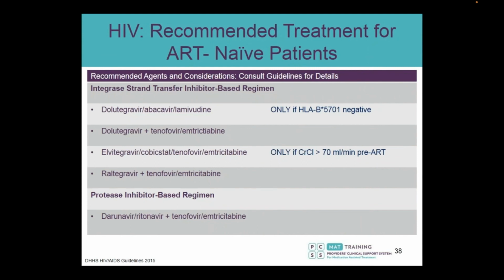In terms of treatment options for antiretroviral treatment naive patients, there are currently 5 recommended first-line agents for treatment-naive patients, and those include 4 integrase inhibitor combinations, listed in the first 4 rows of the table, and 1 boosted protease inhibitor-based regimen. There are some things to consider with some of the treatment regimens in terms of HLA-B 5701 testing and looking at renal function. But otherwise, these would be the first-line treatment regimens that would be considered in newly diagnosed HIV-naive treatment patients.